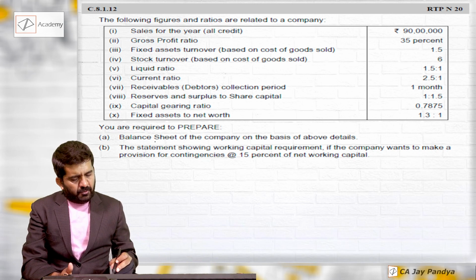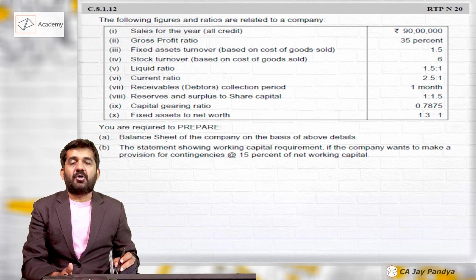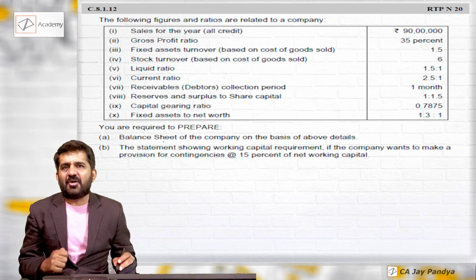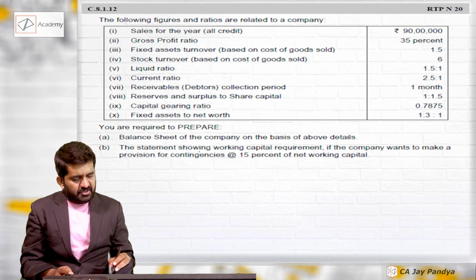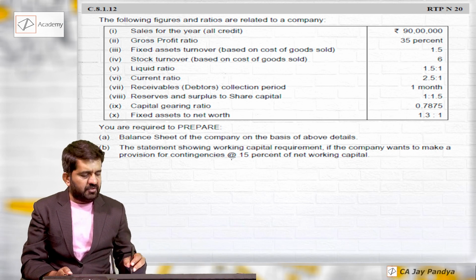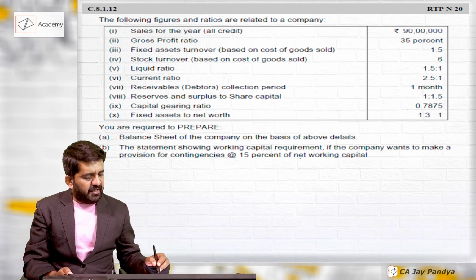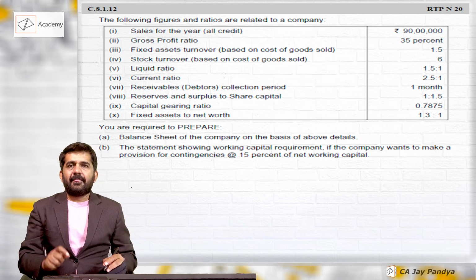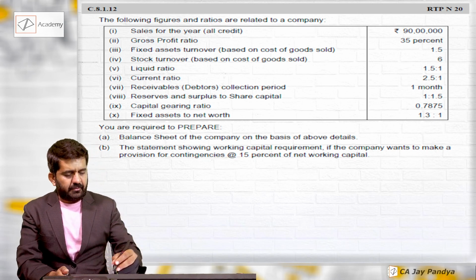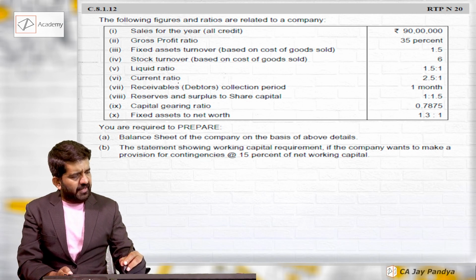You are required to prepare balance sheet of the company on the basis of above details. So 50% of question is of ratio analysis. The statement showing working capital requirement if the company wants to make a provision for contingencies at 15% for net working capital, and 50% question is of working capital management. Let us find out answers.